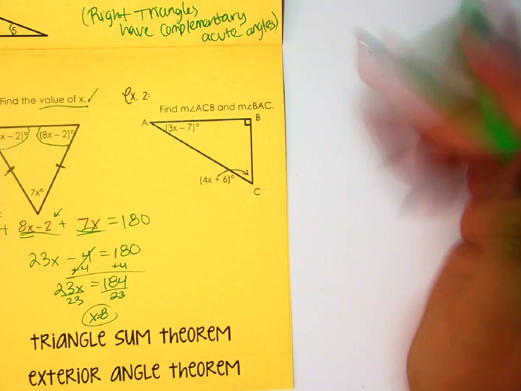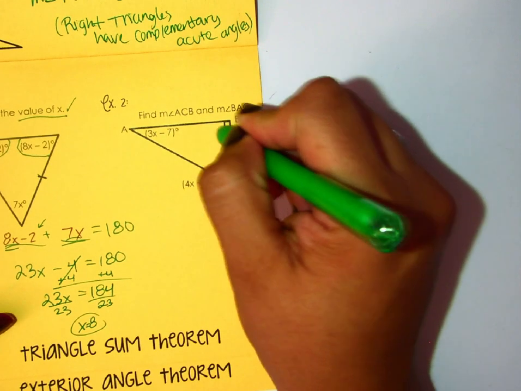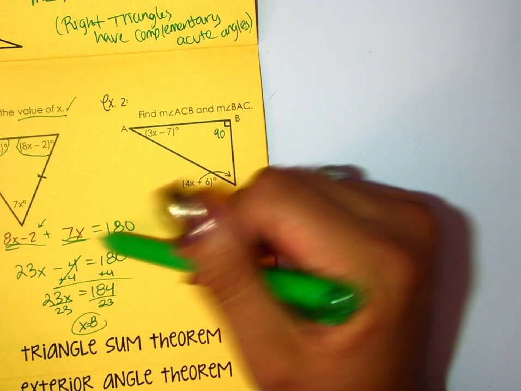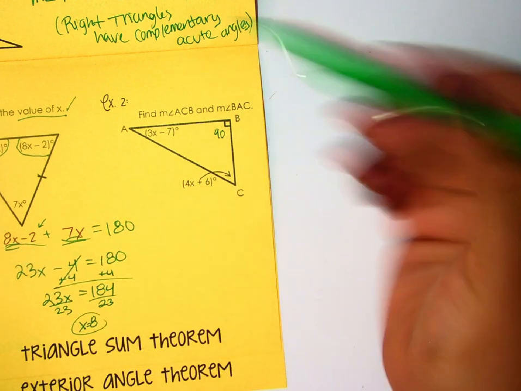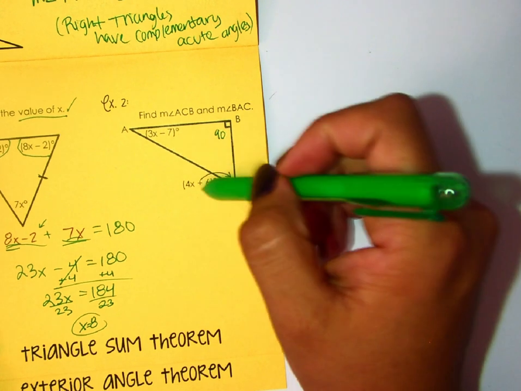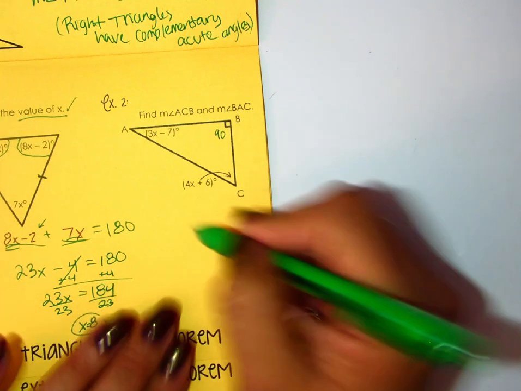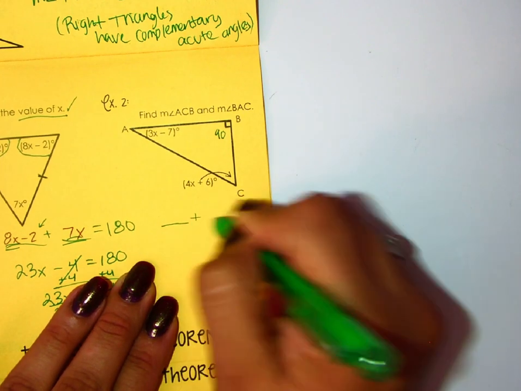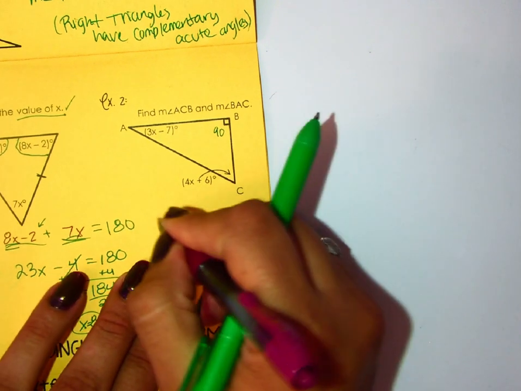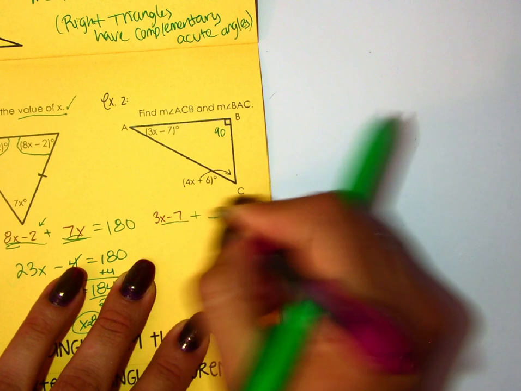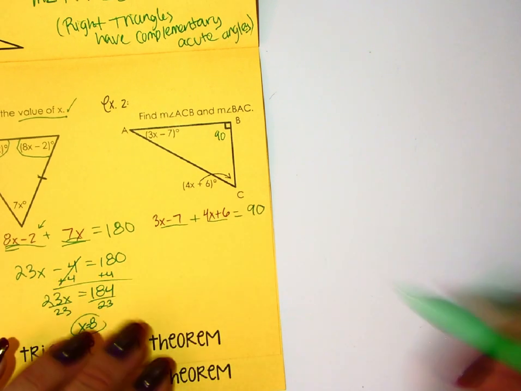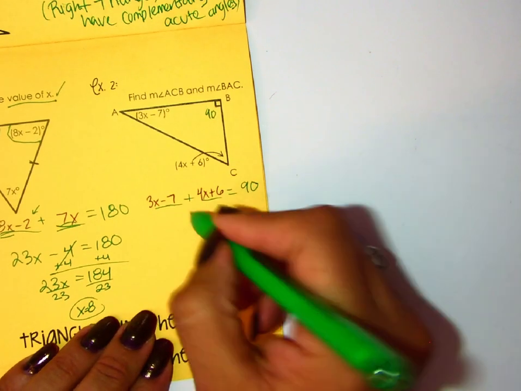Next, look at the next problem. We have a right triangle, so that's a 90-degree right there. And we can use this format of the three angles adding up to 180, or we can just understand that if this is 90, then these two have to be also the other 90 that's missing. So we're going to try that. We're going to do the two expressions added equals 90. So we're going to write 3x minus 7 plus 4x plus 6 equals 90. And we solve for x.